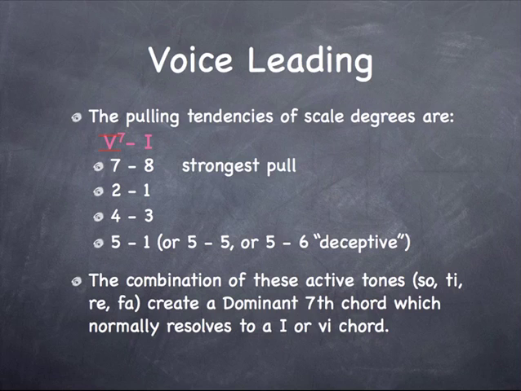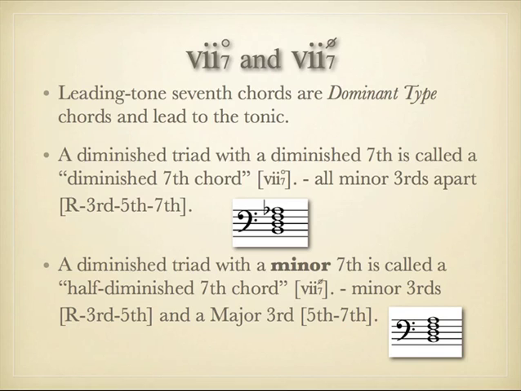The fifth, the sol, do, re, mi, fa, sol, can either stay on sol so it becomes the fifth of the tonic chord, or it can go up a step to la, which is the 6th of the scale, and that would create a vi chord, a minor chord. So those are your resolutions for the dominant seventh chord, either a I chord or a vi chord.